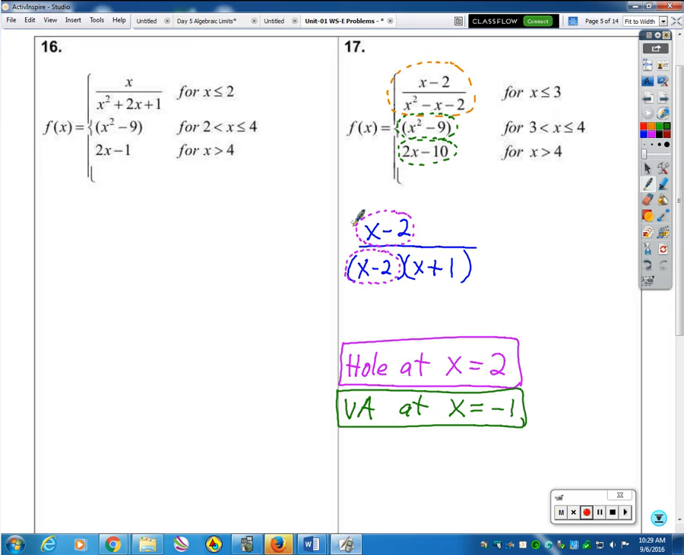Yeah, this one has a vertical asymptote at x equals negative 1, but not a vertical asymptote at x equals 2. That's why, Landon, the first thing I looked for was the hole, just to prevent myself from thinking it's a vertical asymptote. Really good question. Follow-up question.